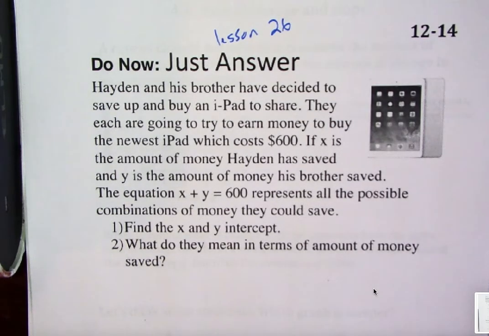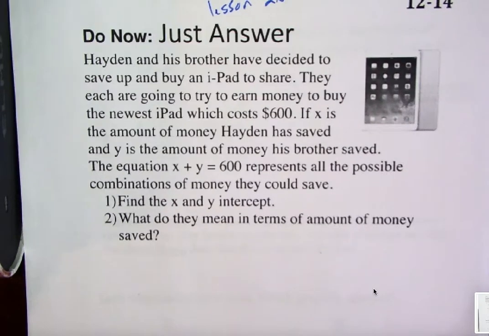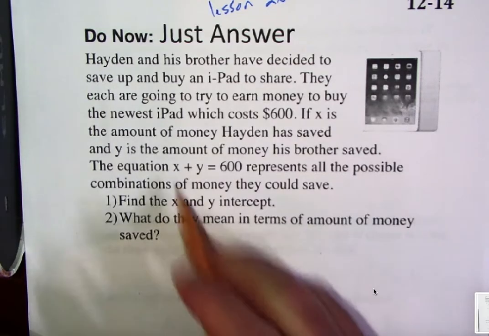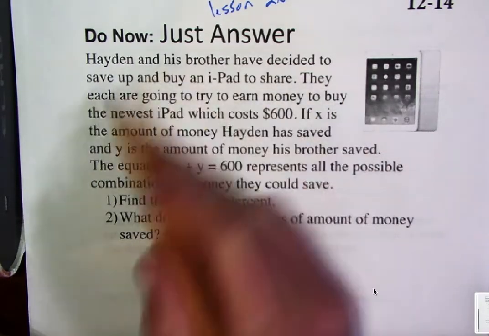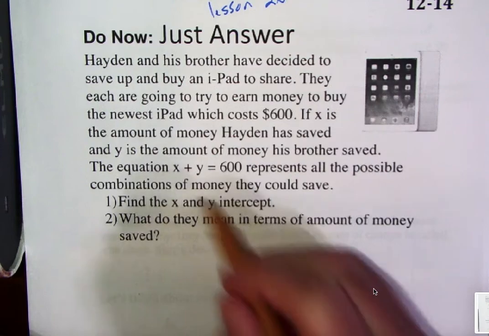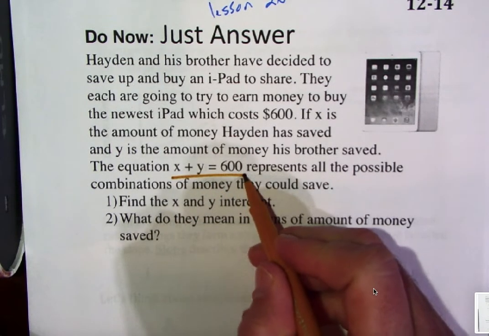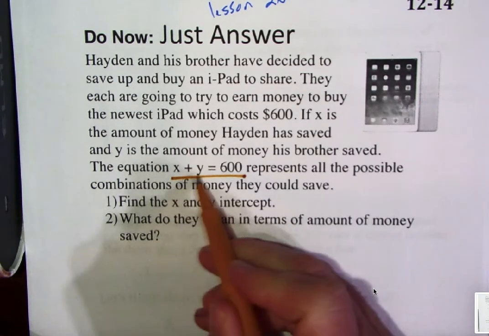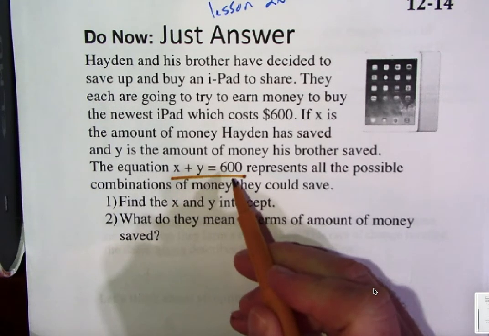Okay, so go ahead and pause me, answer this, and let's come back and talk about it. All right, welcome back. So we've been talking about finding X and Y intercepts and that they mean something when you have a word problem. We have this problem where Hayden and his brother are trying to save money. This equation represents the problem. Well, why does it represent the problem? Well, because we have two people trying to save up money for $600 so they can buy the new iPad, right?